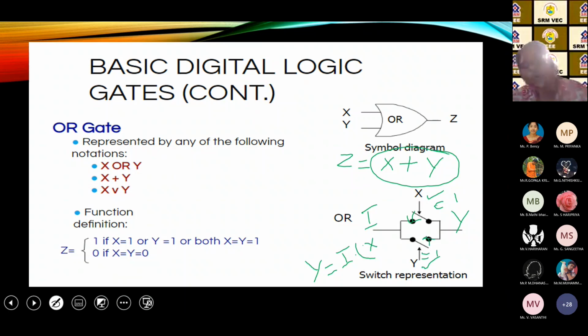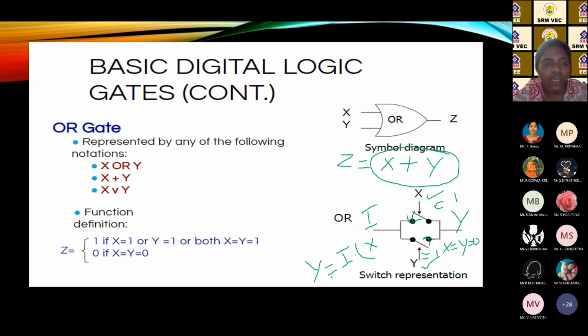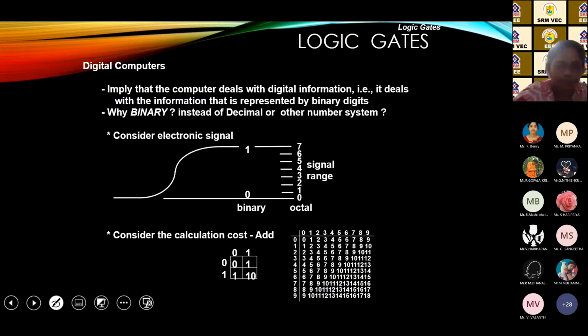So there are two possibilities here. When X is 1, the switch will be closed, then output will be input. When Y is closed, then also output will be input. When both are closed, then also Y is equal to I. So only for one condition is Y not equal to I, that is X equal to Y equal to 0, because in that case the gates are not closed, so output is not equal to input. So this is the case. Is it equal to X plus Y? So this is the explanation about the OR gate. You can see the symbol here. This is for OR.